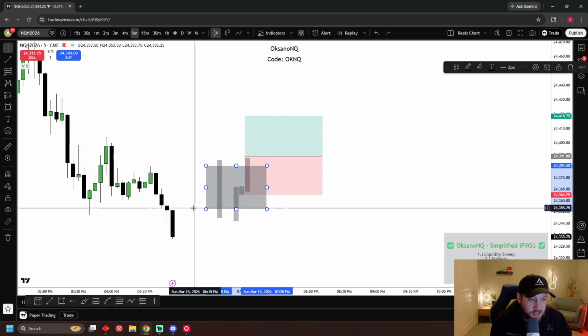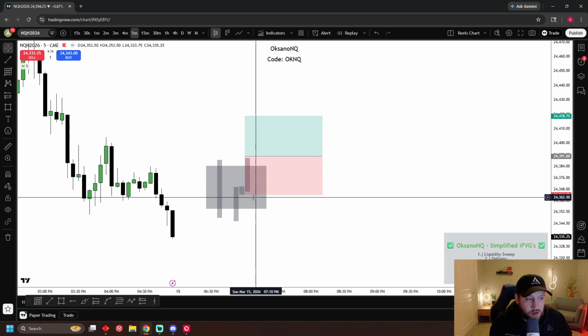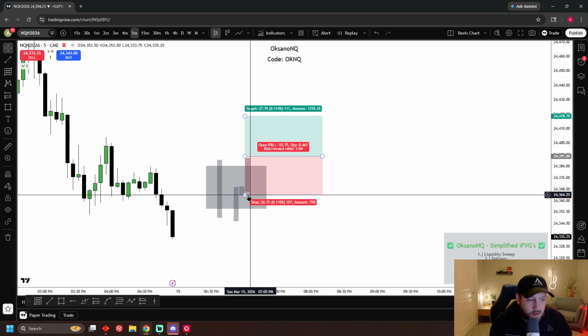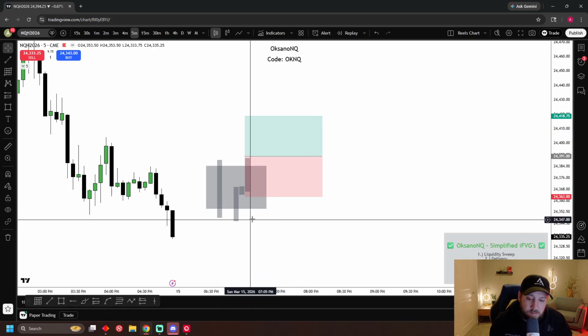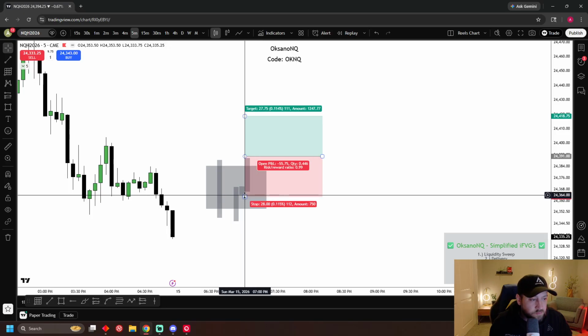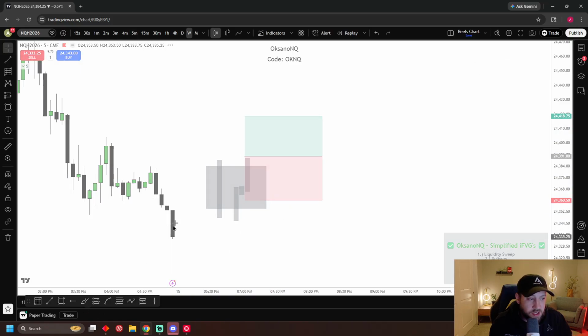So let's say this gap is just way too big. Like you're like, damn. Then go under the body of the middle candle. Because you could potentially have a retest.